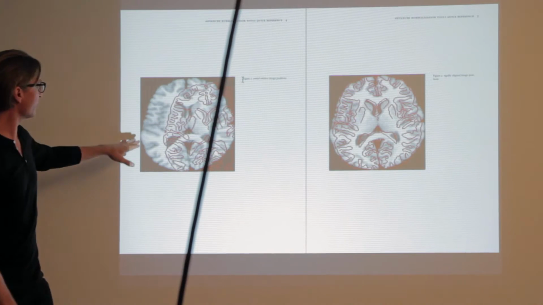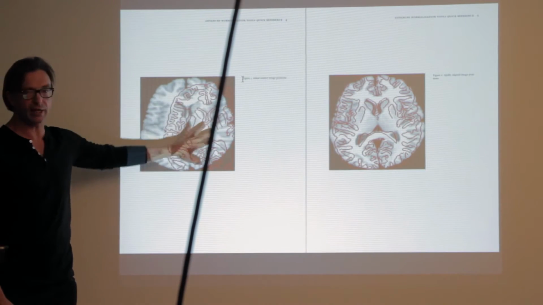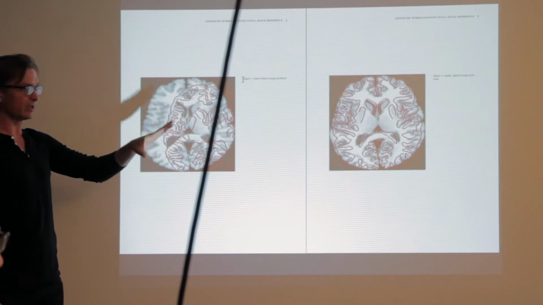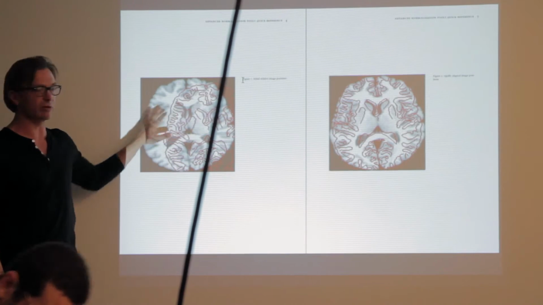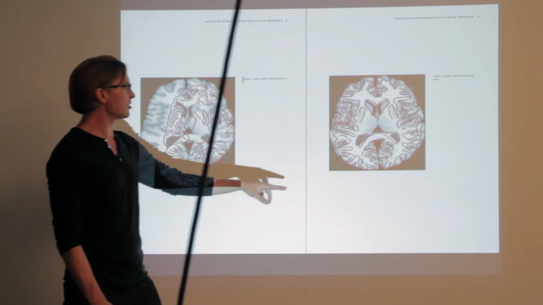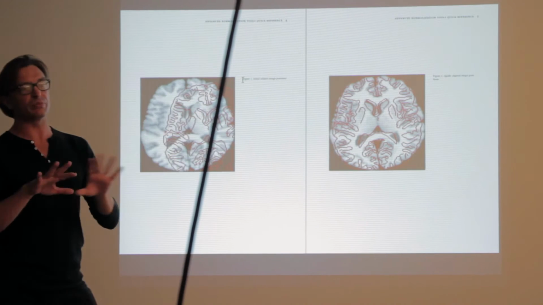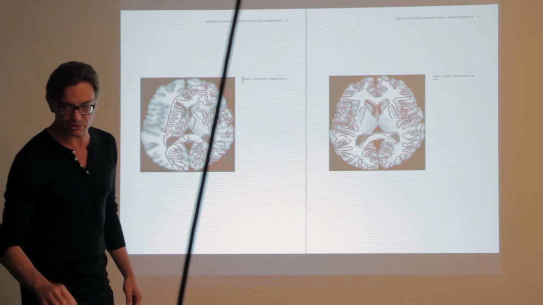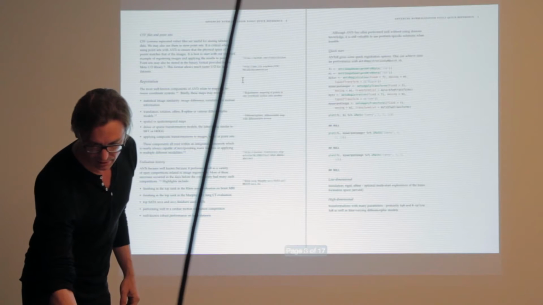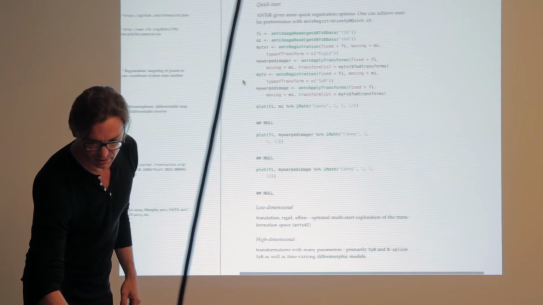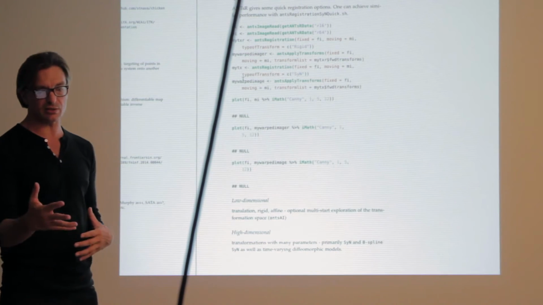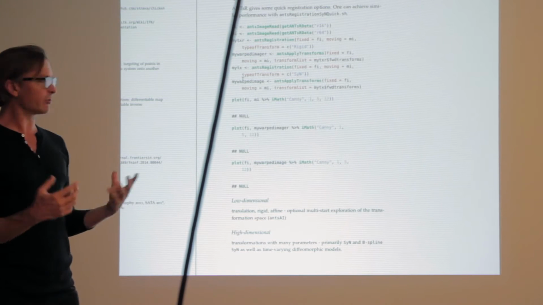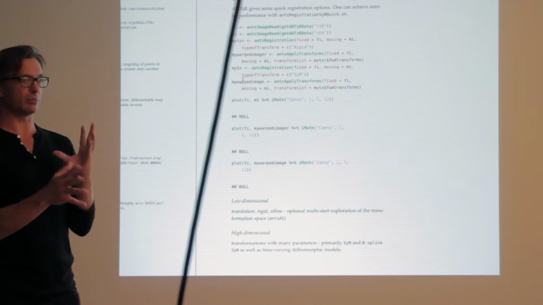But here's a target image, and this is the Canny edge detection of the initial image, and we're overlaying. You see they don't overlap. If you do a rigid registration, you get this. The point isn't so much to show these results, it's just that this document contains the code and it generates those images on the fly and then produces a PDF.